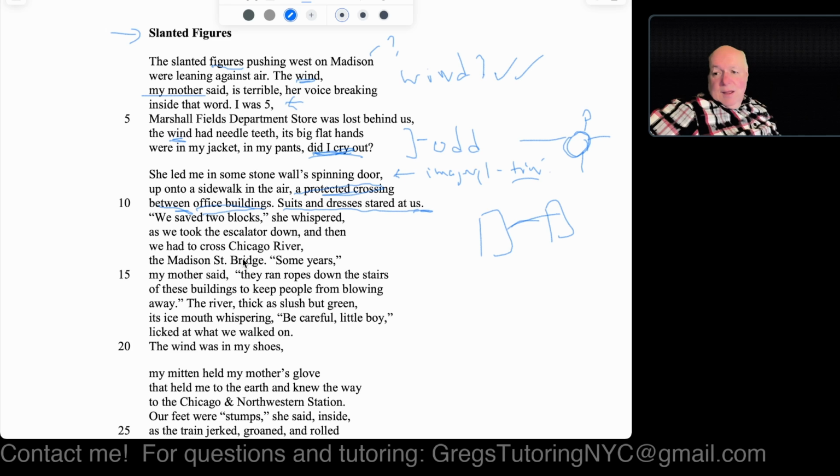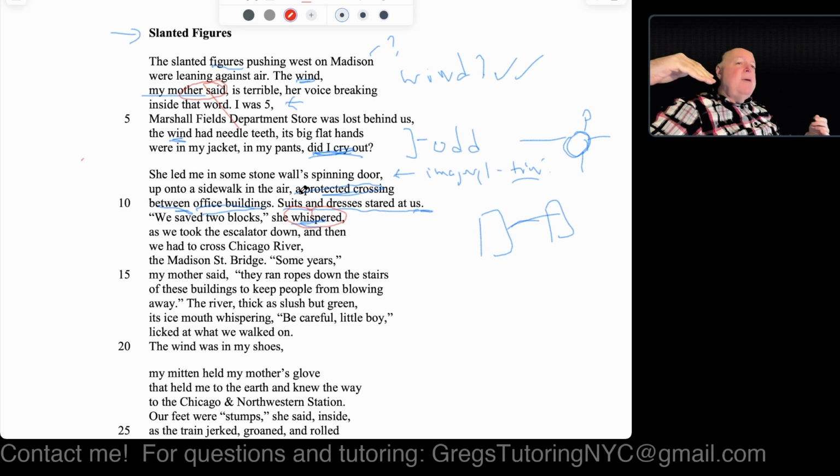That's what's happening. And then the mother says, "We saved 2 blocks," she whispered. All right, so there's something happening here too. And I'll change the color of this for a second. Well, we're getting what the mother is saying. There we go. Up here, we have the mother said. And now down here, we have the mother whispered. So it seems to me that the mother is narrating things to the child.